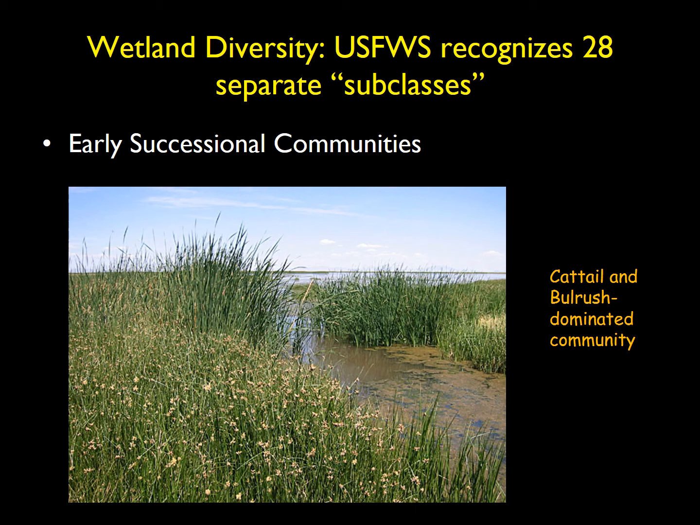So this is a cattail and bulrush dominated community down on the coast. And the U.S. Fish and Wildlife Service recognizes 28 different kinds of wetlands. And so when we go about restoring these wetlands, it's important to figure out which of these categories, or subclasses as they call them, apply. So when we find our reference, then that's what we're going to try to match it up to.